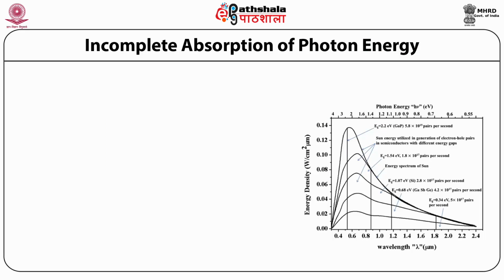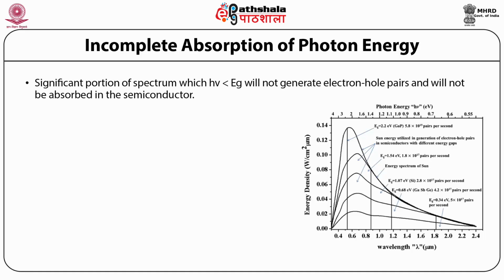It can be seen from the solar irradiance curve, which is shown on the right hand side, that there is a significant portion of the spectrum which has photon energy smaller than the band gap of the semiconductor material, that is h nu is less than Eg, and thus this portion will not generate electron hole pairs and will not be absorbed in the semiconductor.